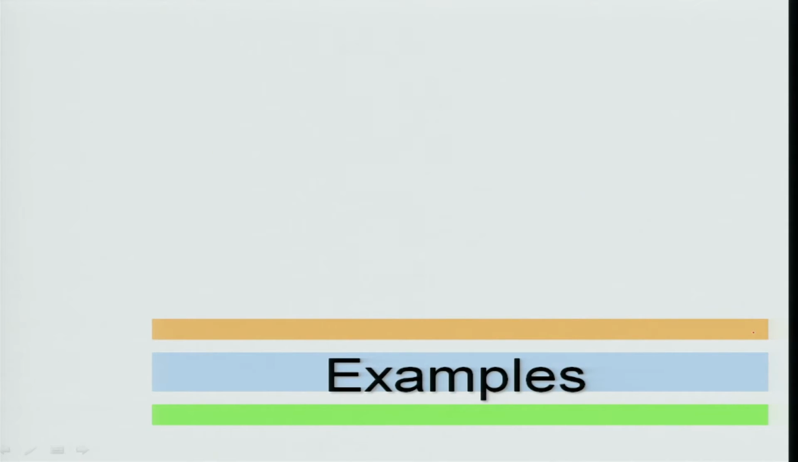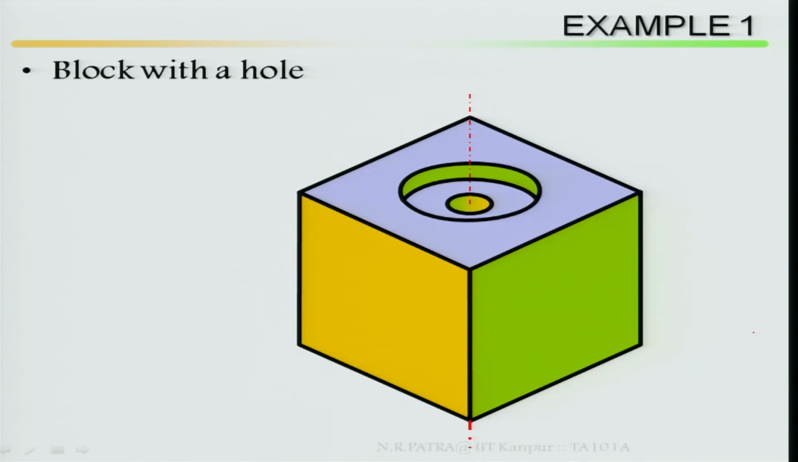Now, let us start with a few examples. Block with a hole, example 1. Imagine this block. If I look at this isometric view, this is a block, there is a hole at the top, this hole continues up to a certain distance, and after that there is an inner hole also. That means this hole is not throughout.